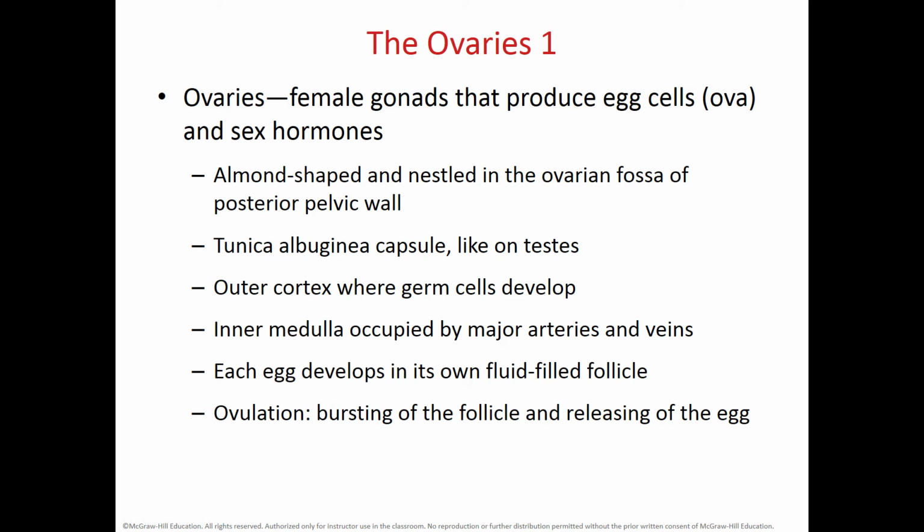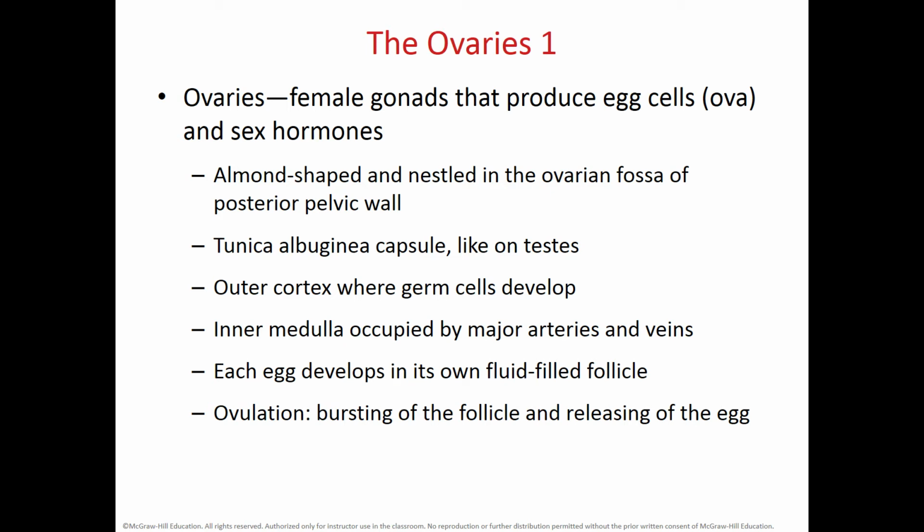The ovaries have a function to produce sex hormones like estrogens and progesterone, and also produce the reproductive cells, the gametes or ova. They have the shape of an almond. They are located within the pelvic cavity in a region that we call the ovarian fossa, located towards the posterior lateral part of the pelvic cavity. And the ovaries are surrounded by a membrane called the tunica albuginea, similar to the tunica albuginea that surrounds the testes. It has two major regions.